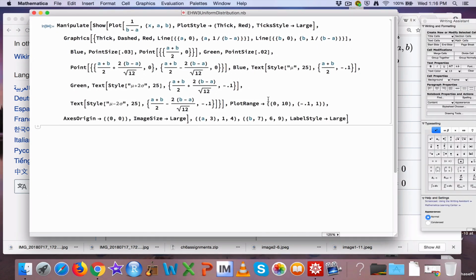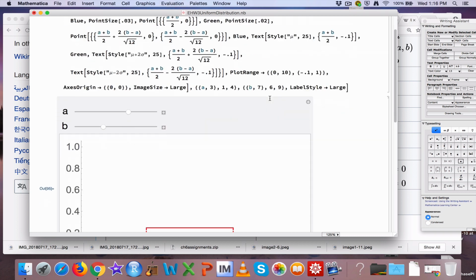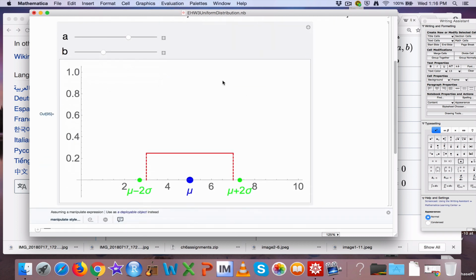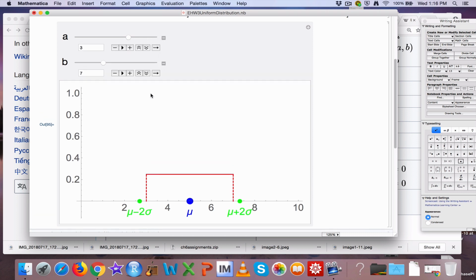We can also illustrate this in a fun way with this computer program called Mathematica. I can enter this computer code and see some pretty cool output. I see the graph of a uniform distribution, this horizontal line here, and mu, its mean, at the center of mass, right at the middle. I picked a to be 3 and b to be 7, so the base is 7 minus 3, which is 4, and the height is 1/4, which is 0.25.